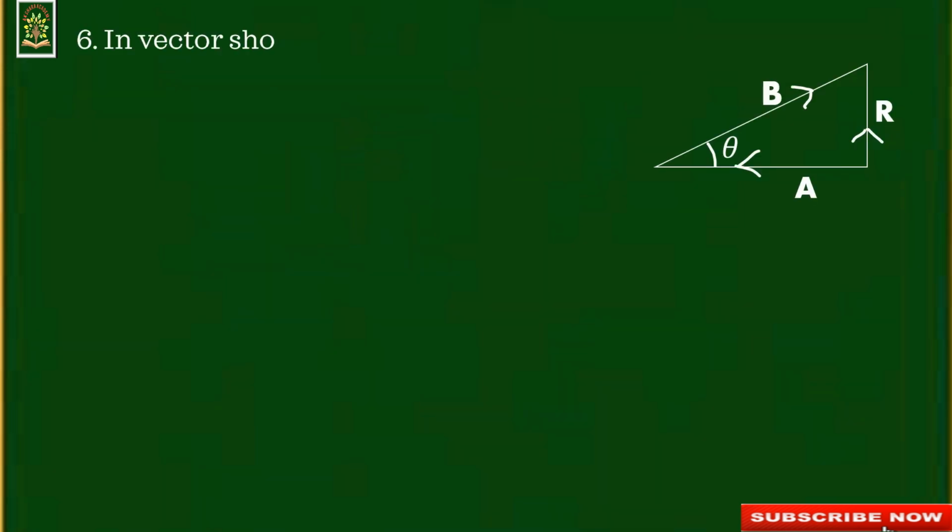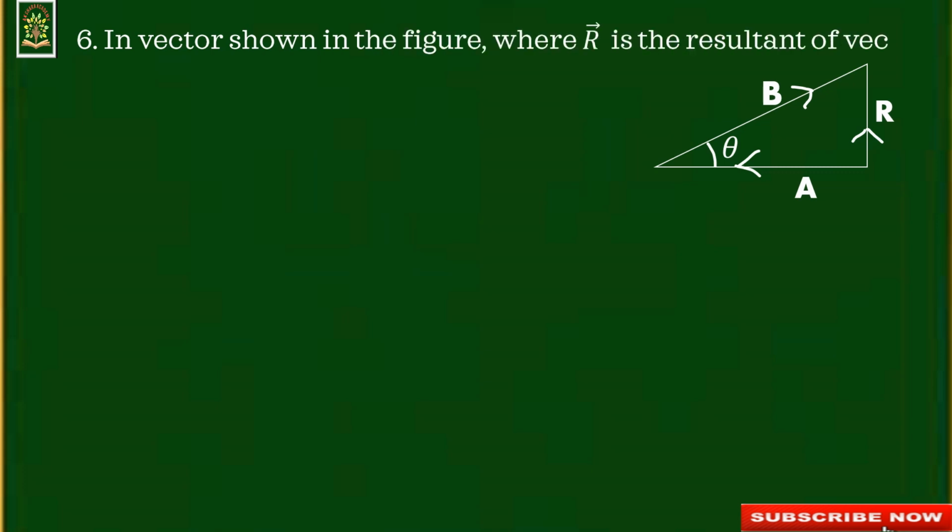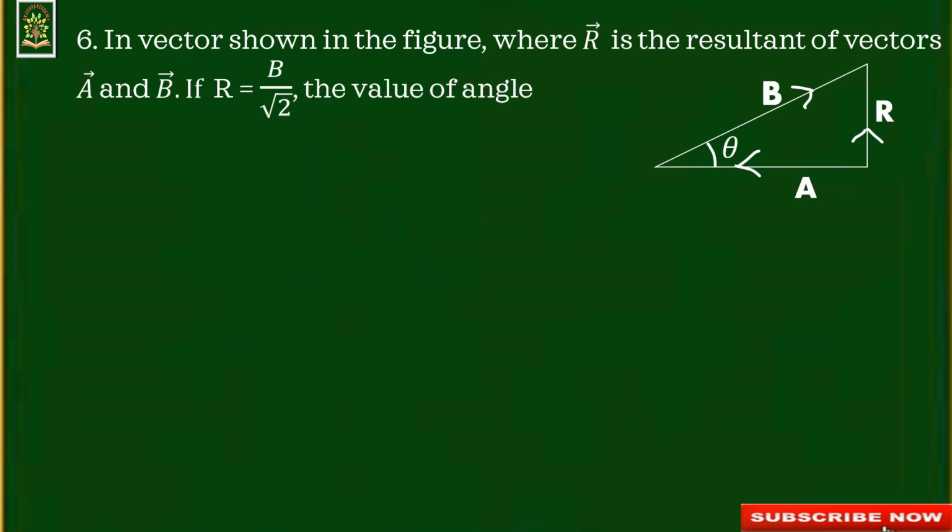Sixth one. In the vector shown in the figure, r bar is the resultant vector of these two vectors, A bar and B bar. If r is equal to b by root 2, then the value of angle theta is.